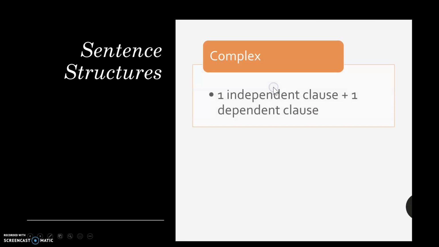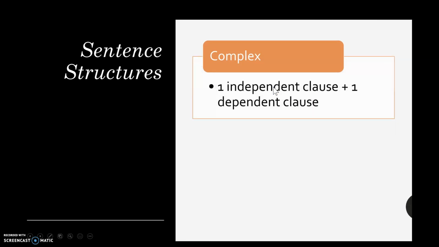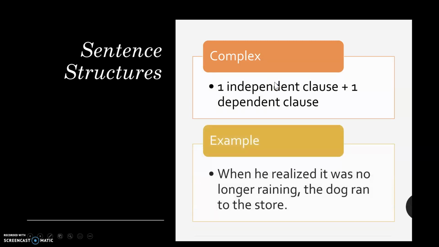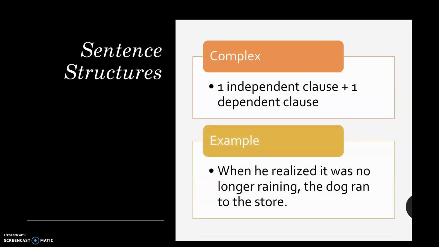A complex sentence contains one independent clause and one dependent clause. For example, when he realized it was no longer raining, the dog ran to the store. The dog ran to the store, as in the previous examples, is an independent clause. It has a subject, the dog, the predicate, ran to the store. But we also have another dependent clause here, when he realized it was no longer raining. When he realized it was no longer raining would not pass the I know that test. I know that when he realized it was no longer raining, you need something after that. And the thing you need after that is the independent clause. The dog ran to the store.